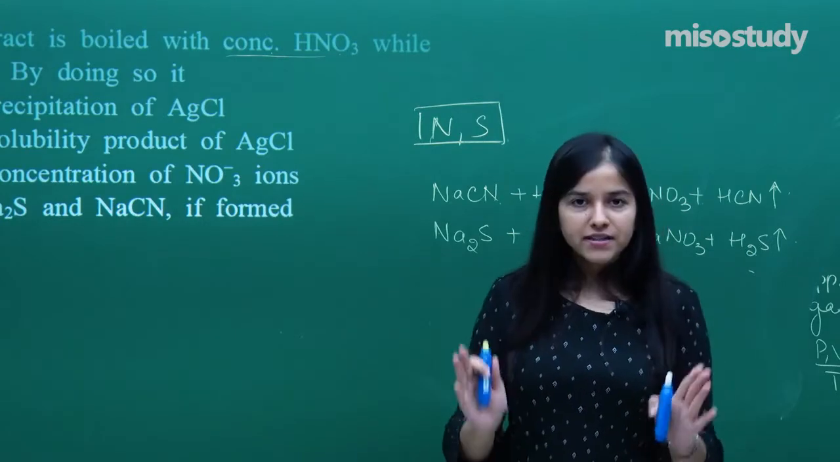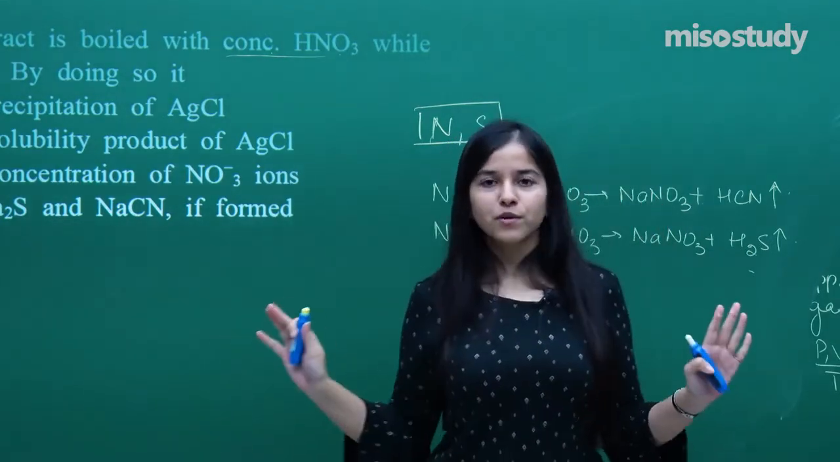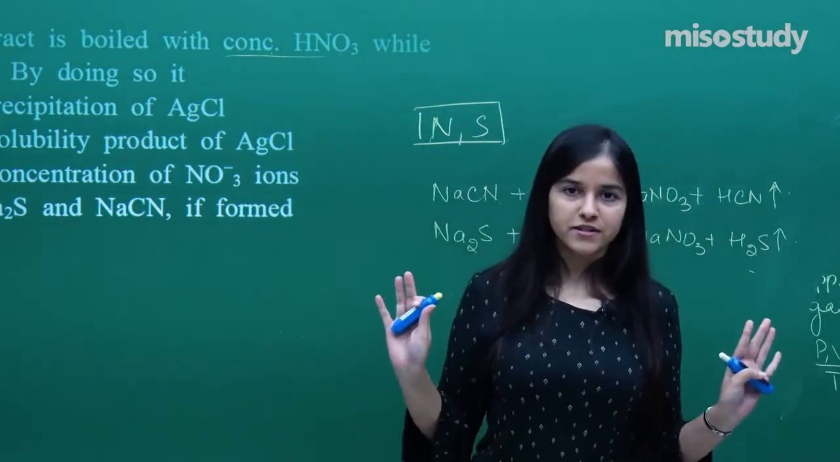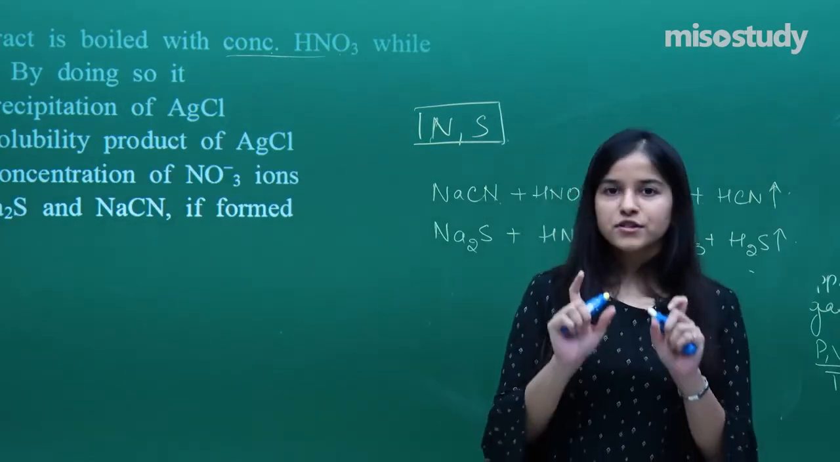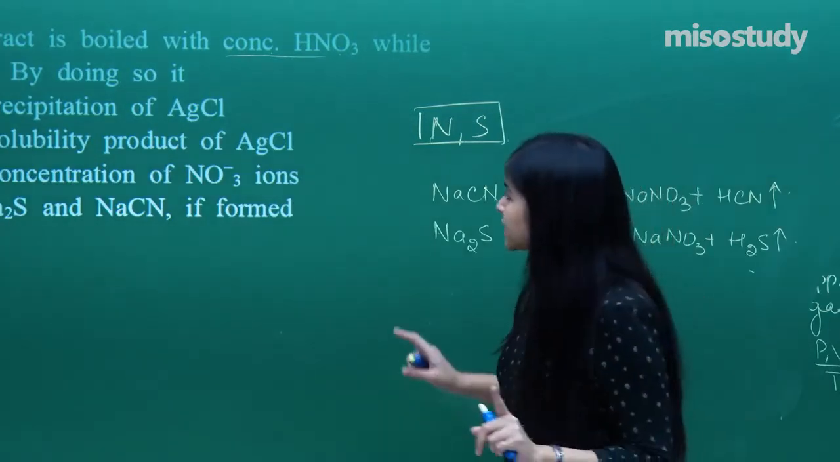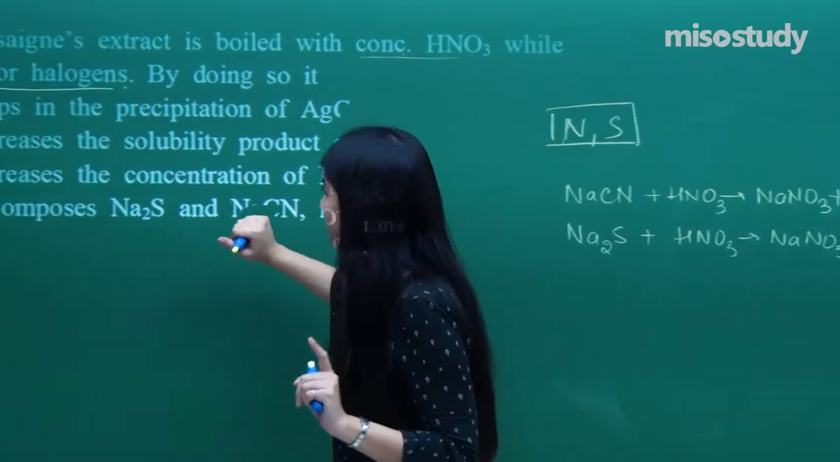We can now easily detect our halogens. No hindrance will be created by any such kind of elements. Clear? So that is the entire concept. You need to have a proper knowledge of that. And let us just check the options.